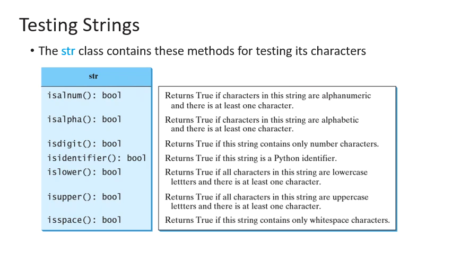Testing strings. The str class contains these methods for testing its characters. isalnum returns true if characters in the string are alphanumeric and there is at least one character. isalpha returns true if characters in the string are alphabetic and there is at least one character. isdigit returns true if this string contains only number characters. isidentifier returns true if the string is a Python identifier. islower returns true if all the characters in the string are lowercase letters and there is at least one character. isupper returns true if all characters in the string are uppercase letters and there is at least one character. isspace returns true if this string contains only white space characters.